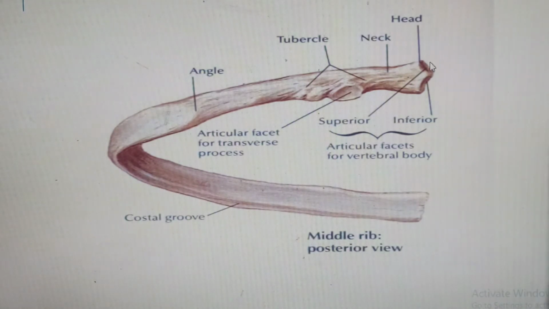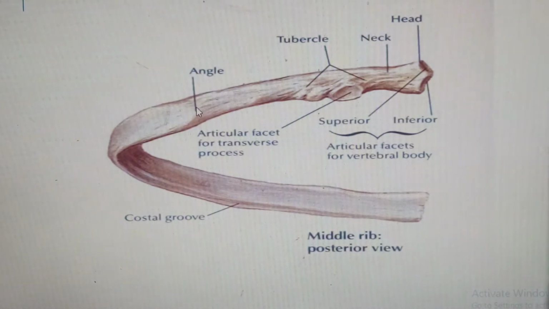On its head, we are going to have a superior articular facet and an inferior articular facet. In between them, there will be a crest separating them, and then there will be a neck. Then, of course, we are going to have a tubercle, with a non-articular part and an articular part. The articular part is of importance to us because that's the area which is going to form an articulation with the one we find on the transverse process of the corresponding thoracic vertebrae.